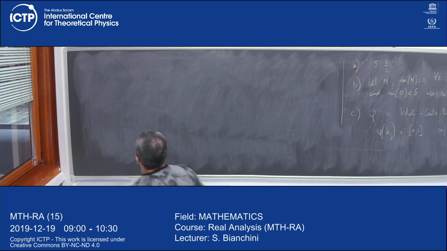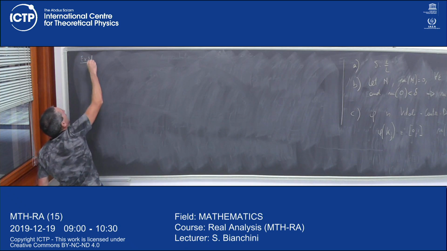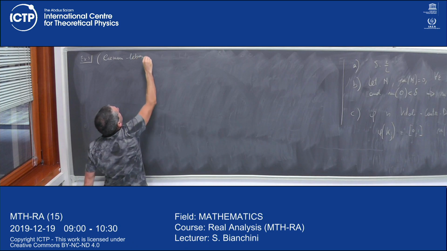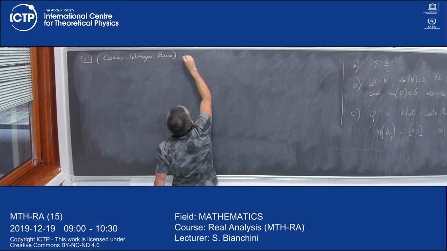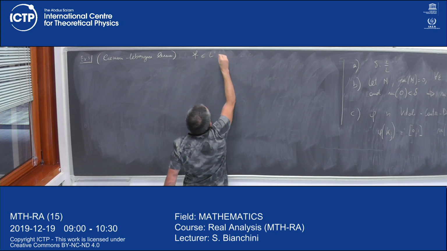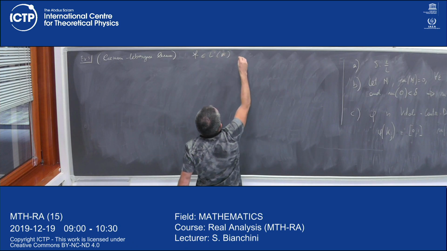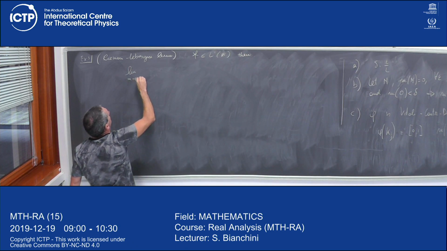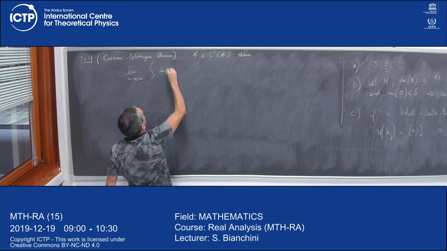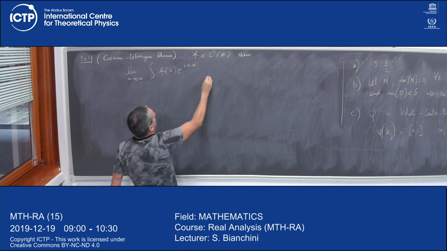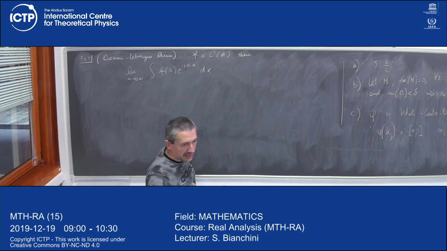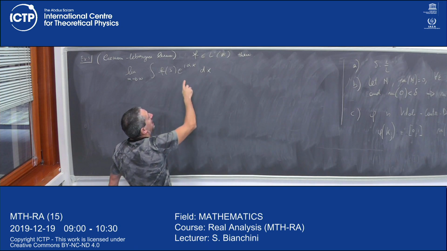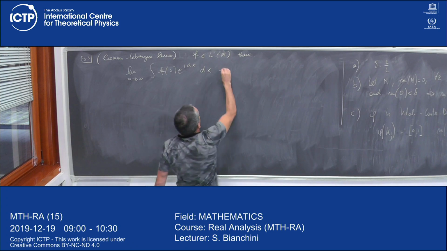Okay, we have to prove the Riemann-Lebesgue lemma, which says: f is in L1 of R, so it's from R to R in L1, then the limit for alpha which tends to infinity, it doesn't matter in which sense, of the integral of f of x e to the i alpha x, where i is the imaginary unit, so this is something like cosine of alpha x and sine of alpha x, is equal to 0.